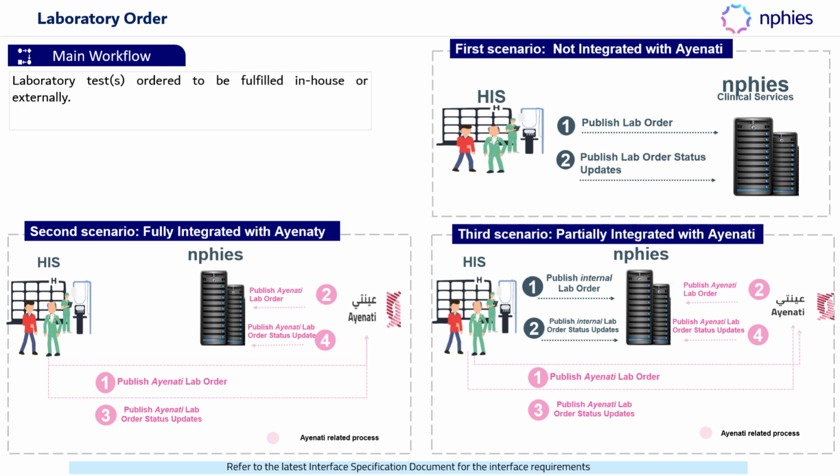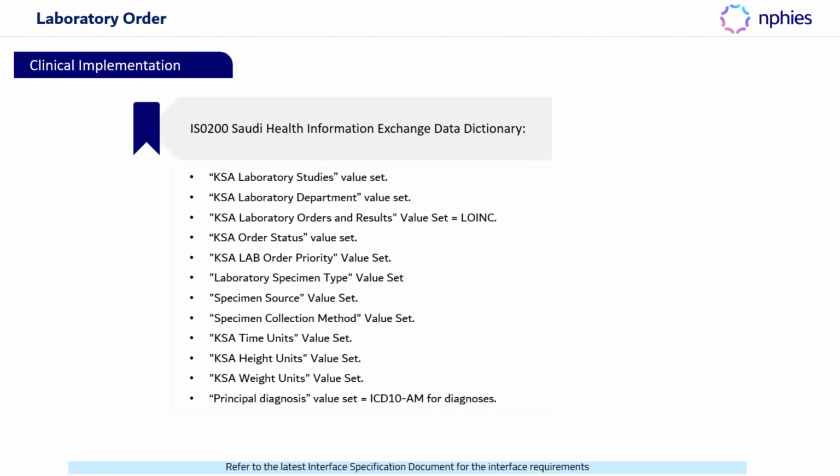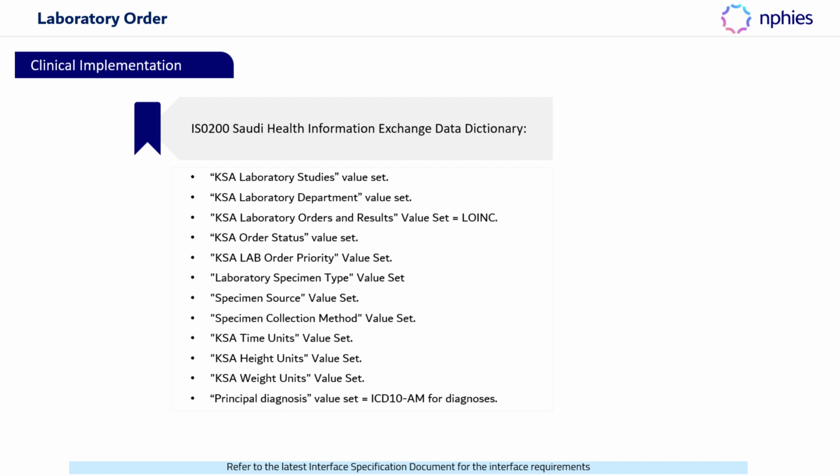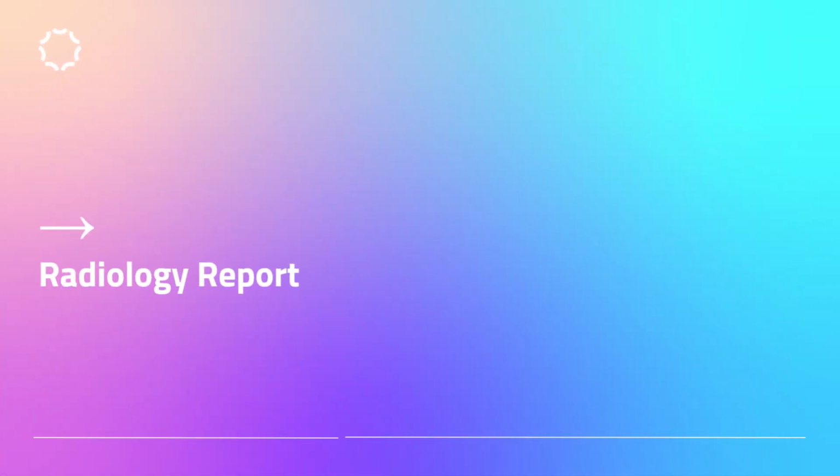The last scenario is if the health information system is partially integrated with the external system, Ionati. The healthcare organization must adjust the interface and filter the data received through the external system in order to send to Nphies only the lab order and the lab order status updates that are entered internally within the healthcare organization. The clinical implementation of the laboratory order is based on compliance with LOINC standards for laboratory orders. In addition to the required interface specifications value sets concerning the IS-0200 Saudi Data Dictionary.